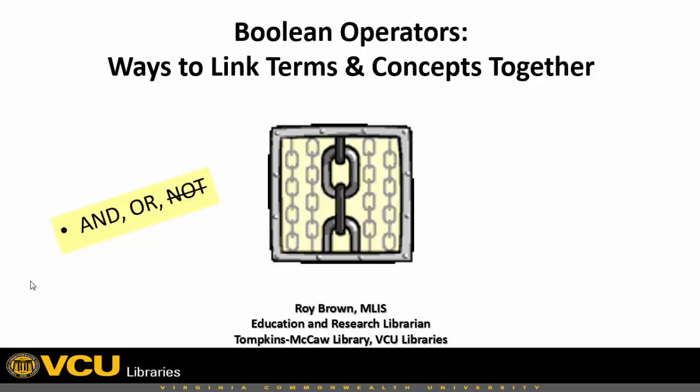Boolean operators are terms that you use to link terms and concepts together to form relationships between them. The three operators are and, or, and not. In this video, I'm just going to talk about and and or because they're the two operators you'll use most often. Not is used, but not as often as the other two.